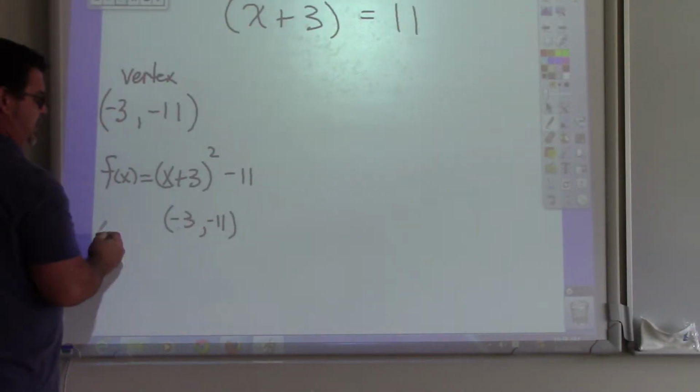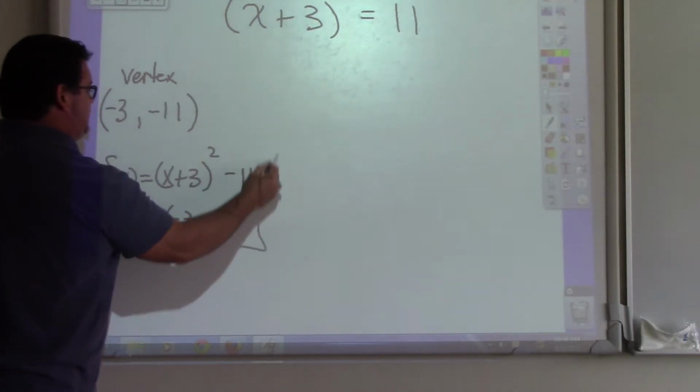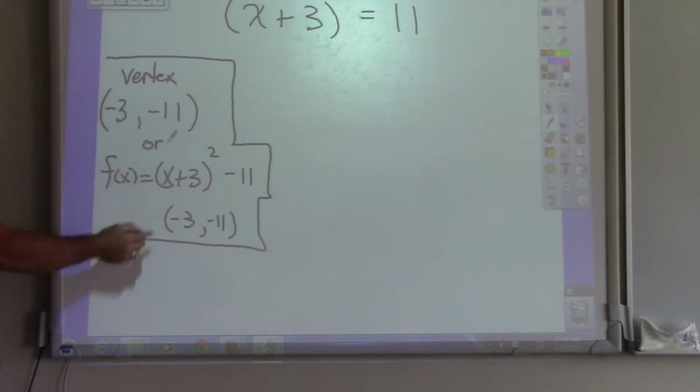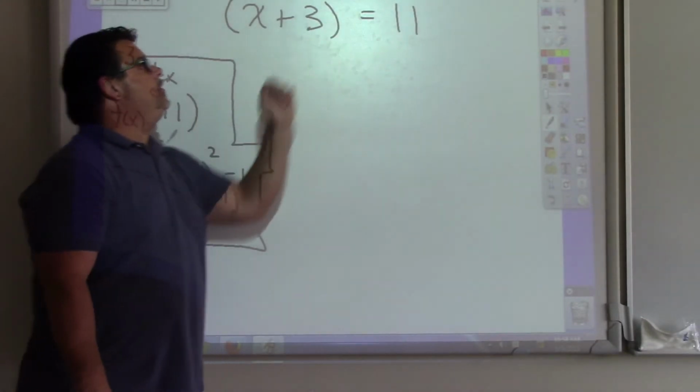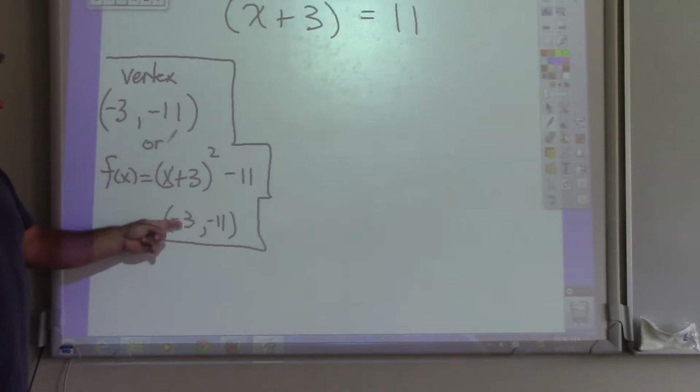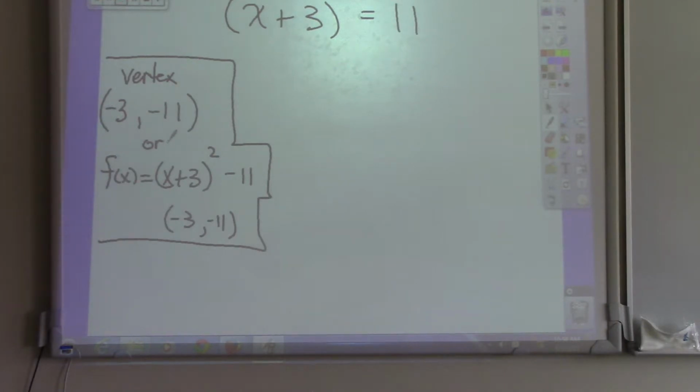The reason I do that is because I want all of you to know both ways to find the vertex. Either pull the opposite here and here, or put it in this form, which the book does, that's intercept form, and bring this down as the opposite, and just bring this down. Either way, you get the vertex.